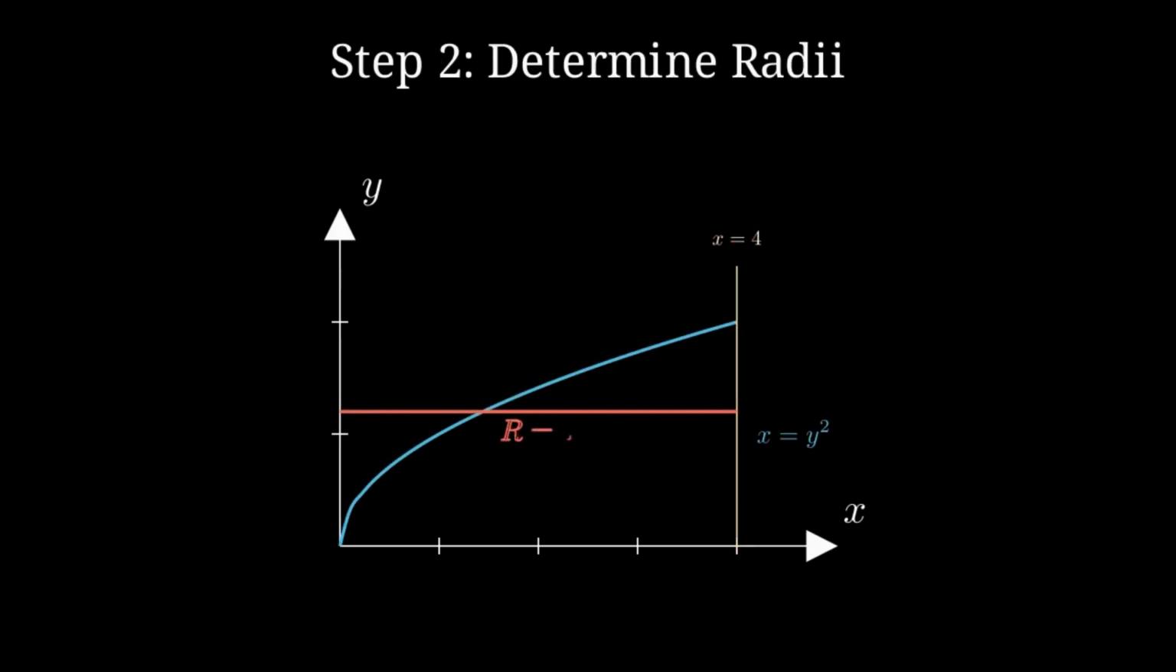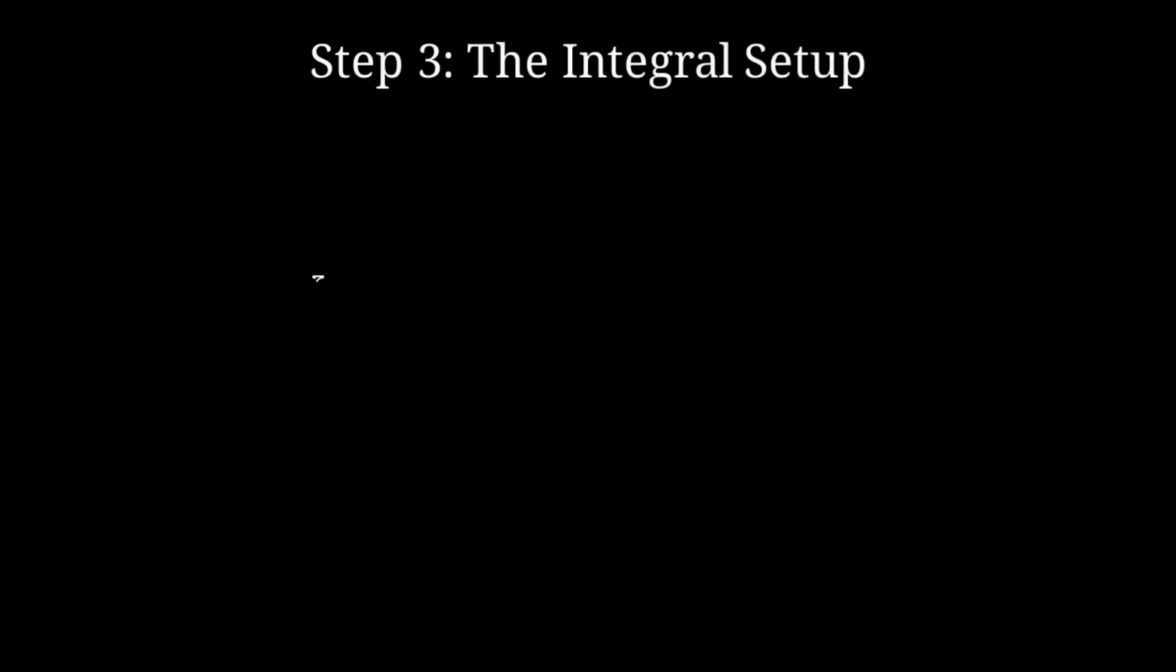Wait, let's look closely. The region is bounded by the y-axis, x equals 0, and the curve x equals y squared. The axis of rotation is x equals 4. The outer radius is the distance from x equals 4 to the y-axis, which is a constant 4. The inner radius is the distance from x equals 4 to the curve, which is 4 minus y squared. We set up the washer method integral.